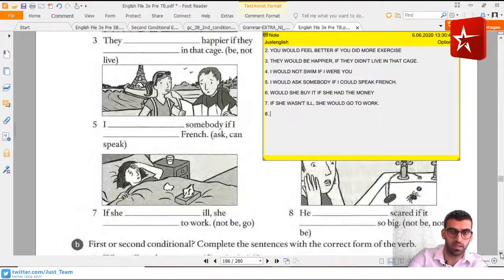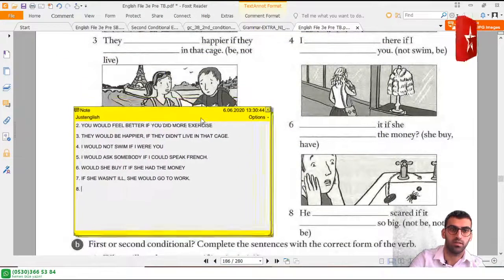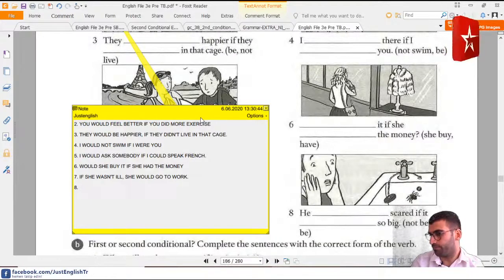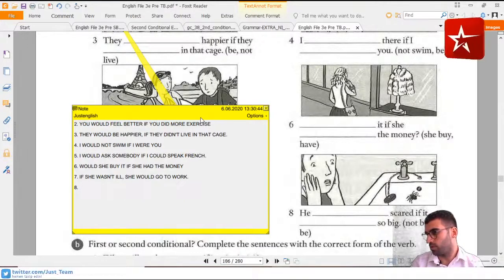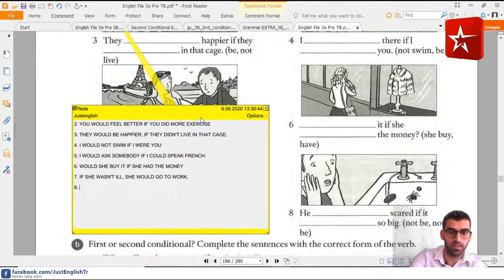Yes. And the last one is number 8. If she wasn't ill, she would go to work. Number 8. He blah blah blah scared if it's so big. Wouldn't be and wasn't. Gustav is writing the answer for number 8. He wouldn't be, yes, he wouldn't be scared.